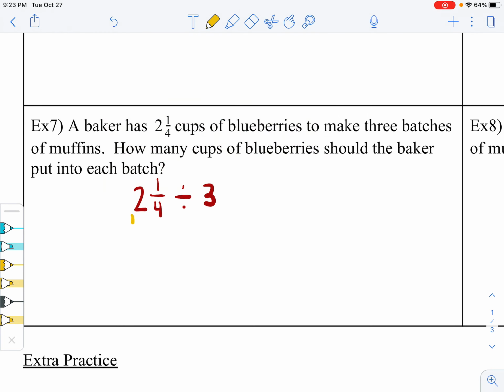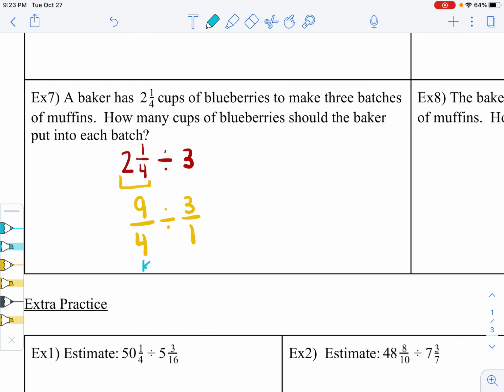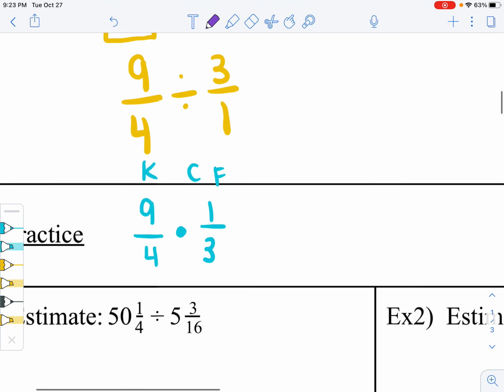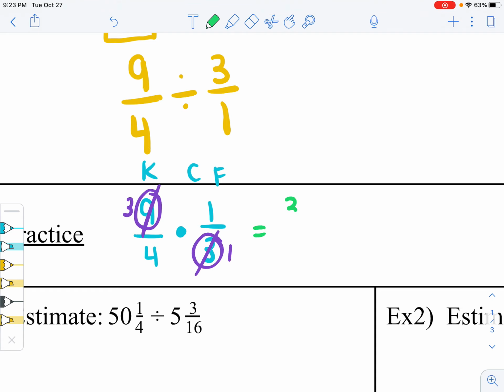Now let's make our mixed numbers into improper fractions. We have 2 times 4, which is 8, plus 1, which is 9, over 4, divided by 3 over 1. Then we're going to keep, change, flip. So we're going to keep 9 over 4, change division to multiplication, and flip to 1 over 3. Then we can cross simplify. So 3 goes into 3 one time, 3 goes into 9 3 times. We have 3 times 1 in our numerator, which is 3, and 4 times 1 in our denominator, which is 4.